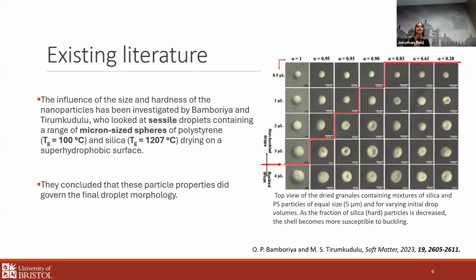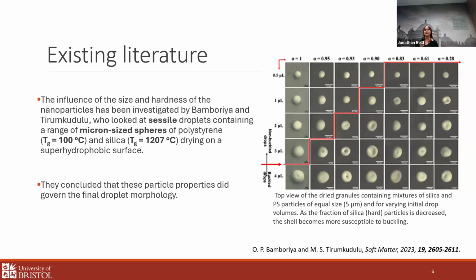This study here looked at two types of nanoparticles within a droplet, polystyrene and silica, and they found that as you increase the volume fraction of the polystyrene nanoparticles, which have the lower Tg, there was slightly more buckling, as you can see in the bottom right hand corner of this plot. But there were quite a few limitations with this study.